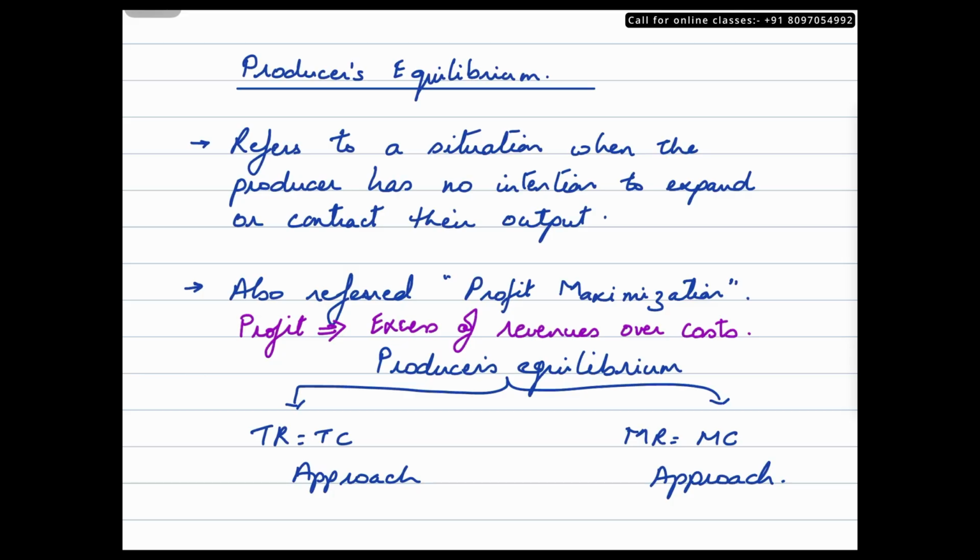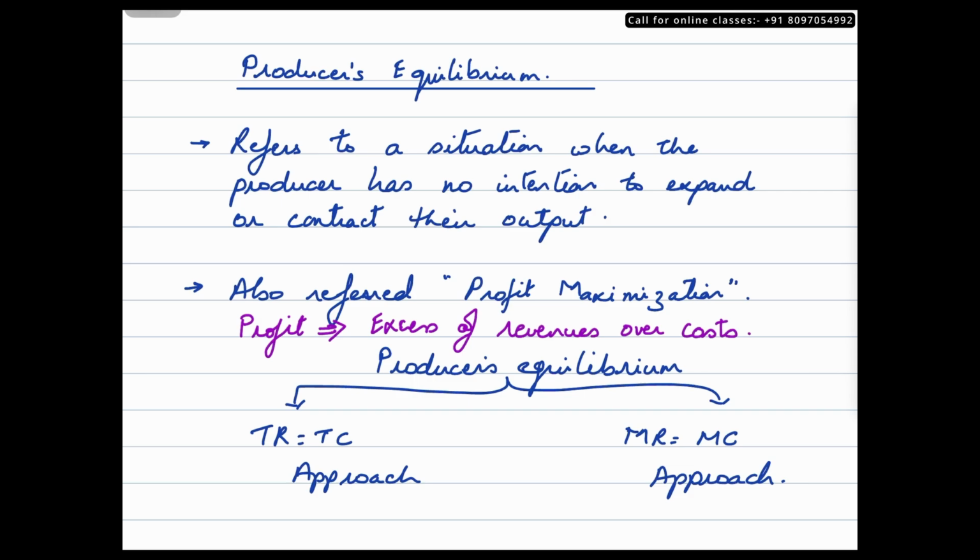Now, when we talk about producer's equilibrium, we have two approaches through which a producer can attain equilibrium. So, equilibrium ideally is a level of output which is yielding the maximum profit, and this output level could be attained through two approaches. The first one is total revenue and total cost approach, and the second one is marginal revenue and marginal cost approach.